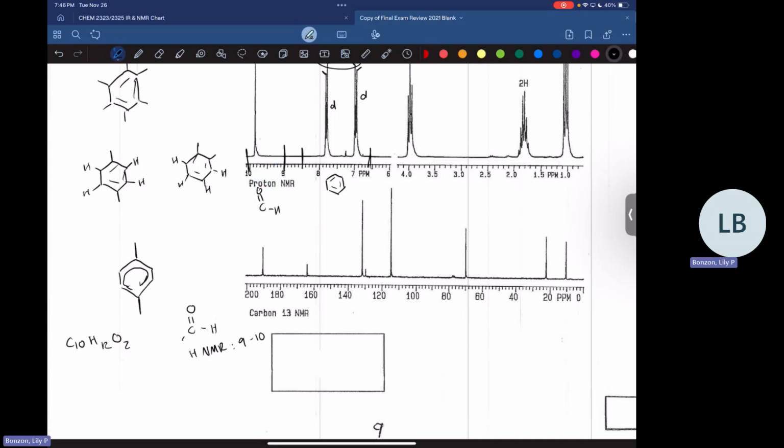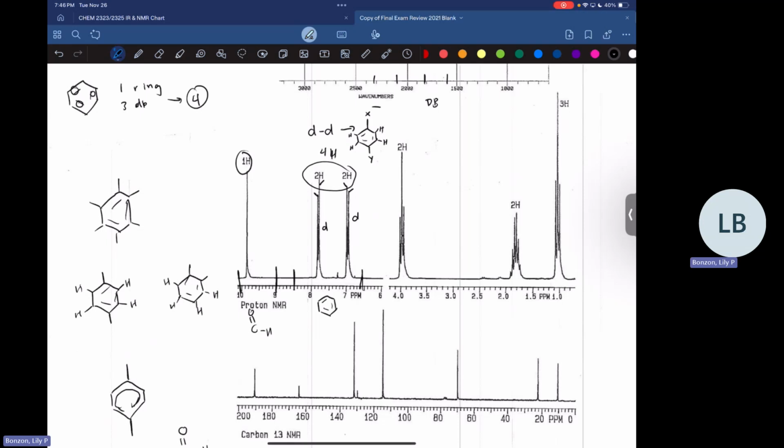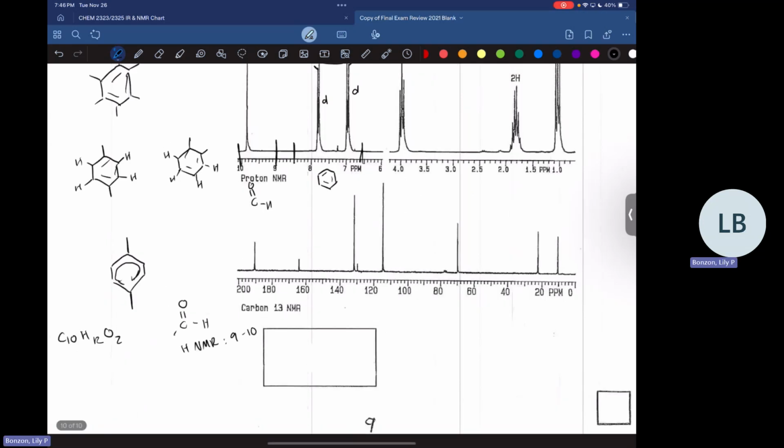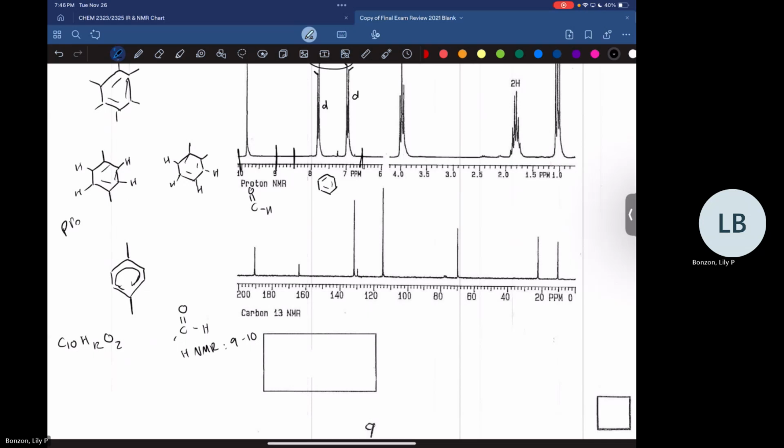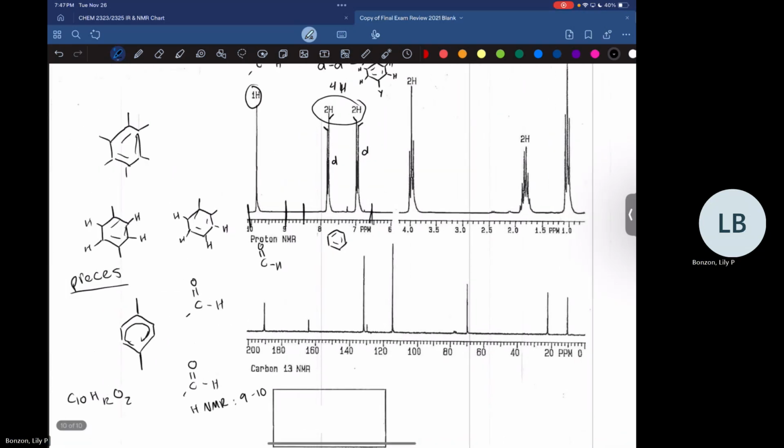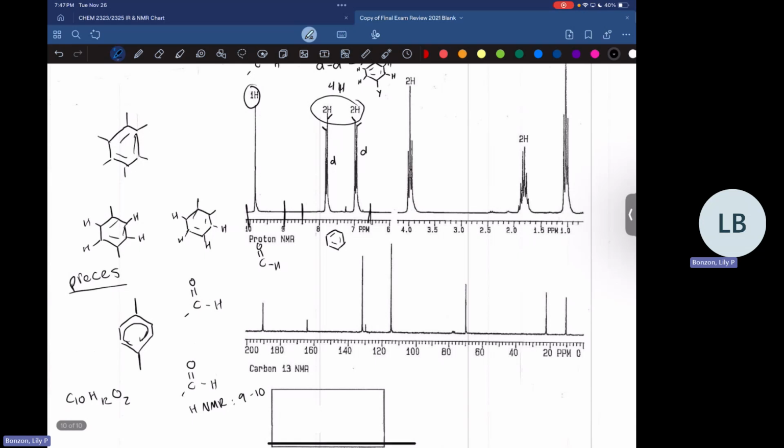And again, we do see a peak in this region. So we know that this one hydrogen here is going to be part of an aldehyde. So for collecting our puzzle pieces down here, we have this para-substituted benzene and we have an aldehyde. This aldehyde will contribute 1 unsaturation number.